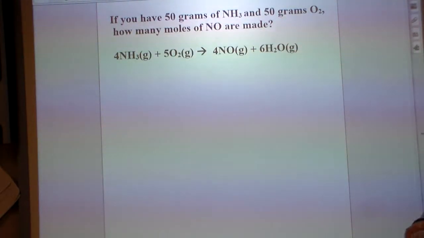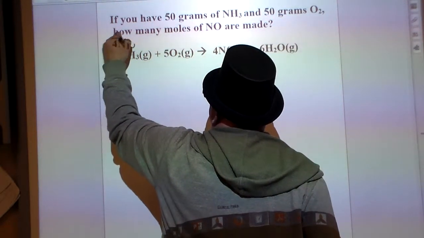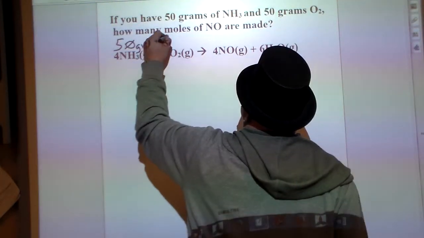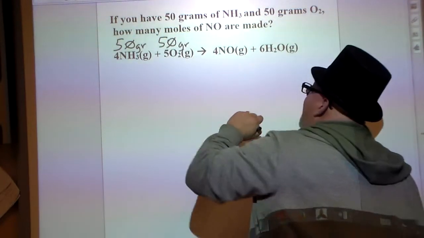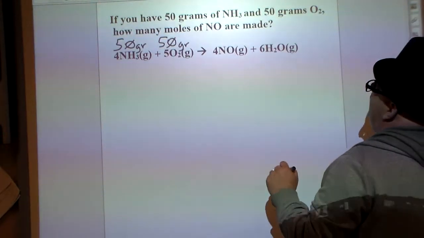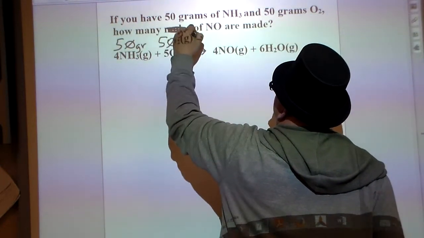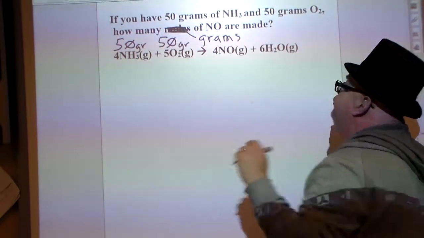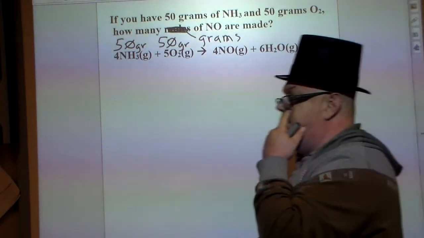So here we have a very similar problem. We have 50 grams of NH3. Okay, I'm going to write that up here. 50 grams of NH3, 50 grams of O2. Okay. How many moles of NO are being made? Well, you know what? I'm going to change that because I want to know how many grams of NO are being made. This is an example of a mass-to-mass stoichiometry problem.